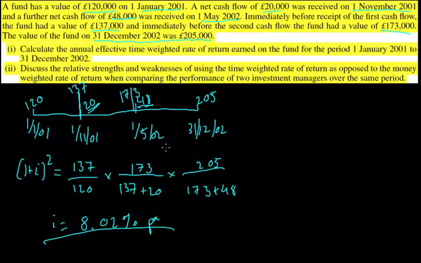But then also one of the weaknesses of using the money-weighted rate of return is that you may not even have a unique solution for the interest rate. And in fact, you may not have a unique solution or any solution for that matter.